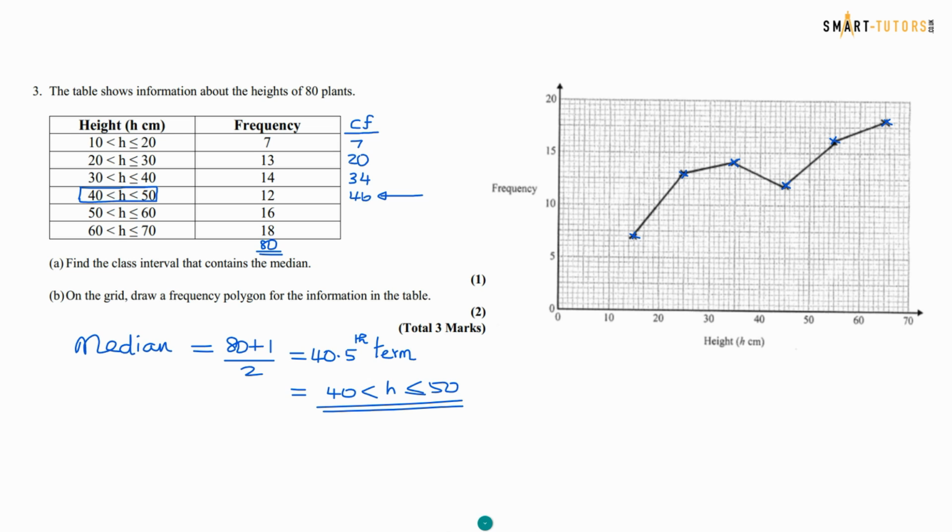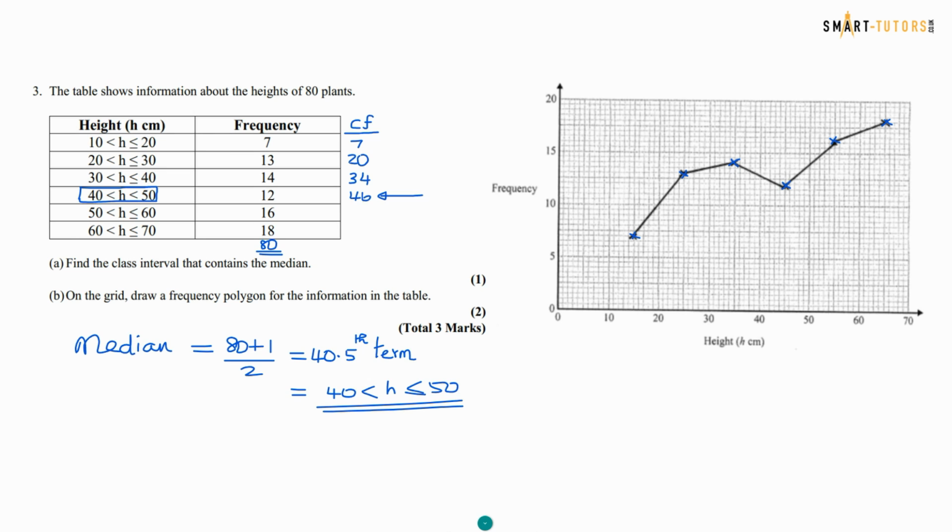Question number 3. The table shows the information about the heights of 80 plants. Find the class interval that contains the median. So the median is the middle number. You add 1 and divide by 2. So 80 plus 1 is 81, divided by 2. Using the calculator, it is the 40.5th term.